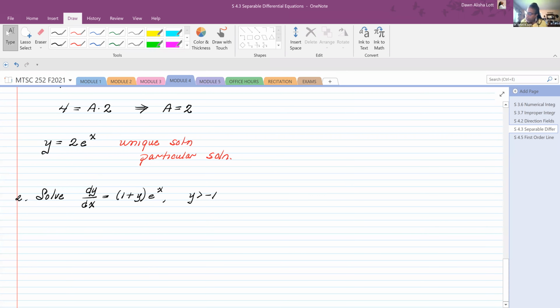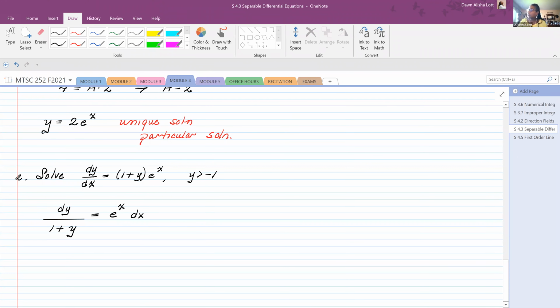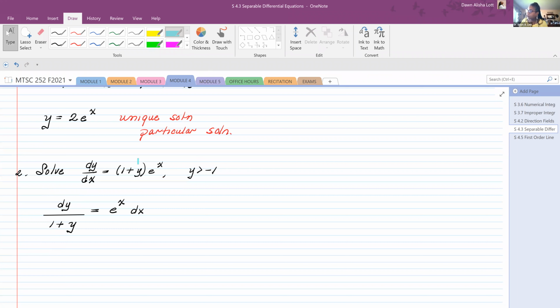So now I get dy over 1 plus y is equal to e to the x dx. It's separable. I have a function of y times a function of x. So I can split it up. It's separable.